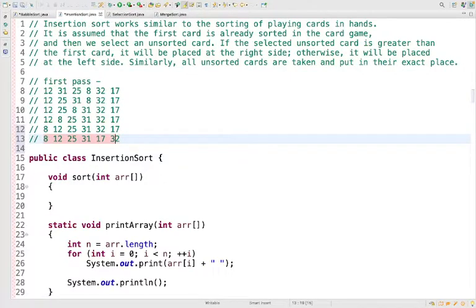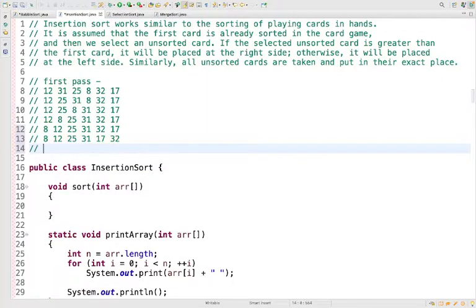So let me write it down. So it's 17, 31. Then again it will check 17, 15. So it will swap here. Again it will check 17 and 12. It is perfectly fine. Then we'll check 12 and 8. So that's how, based on the logic, it will arrange itself as sorted.